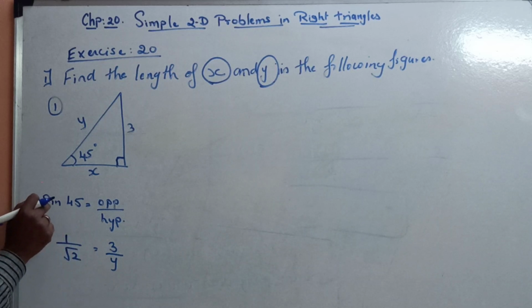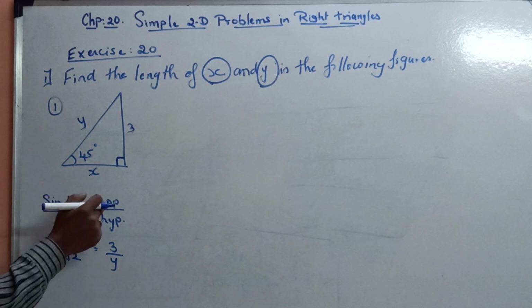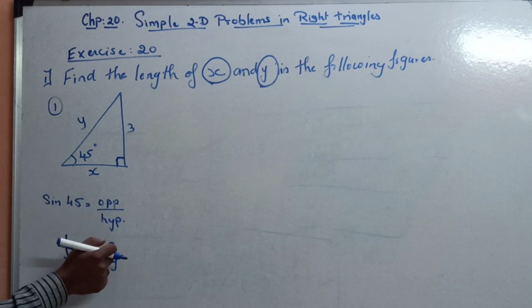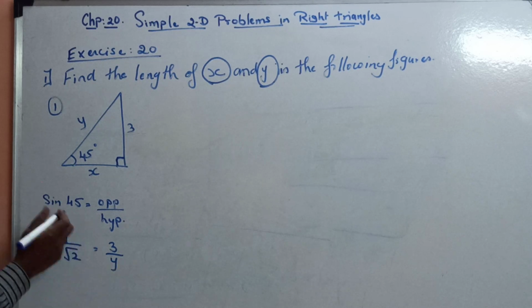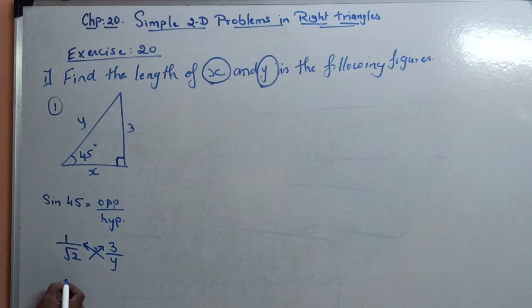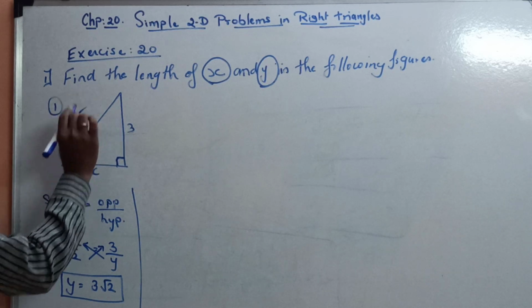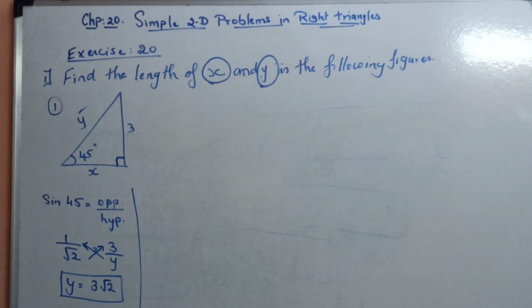So we have the sine 45 value as 1 upon root 2, and we have got the opposite side as 3 and hypotenuse as y. Then we can do the cross multiplication. You have learned this. So y is equal to 3 root 2. That's it. You have got the value for y. Now how are you going to find the value of x?